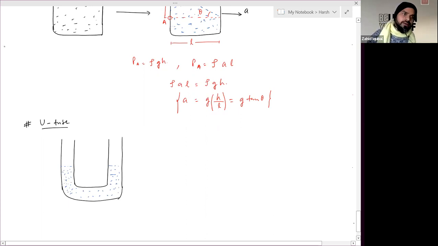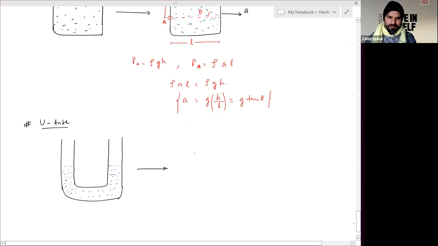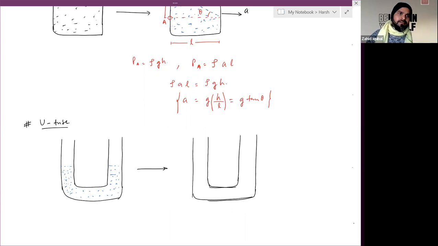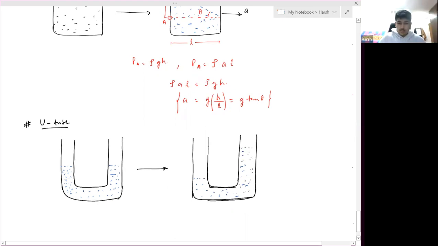Now, if you fill any other liquid into one of the arms, the level of this liquid may get decreased to this point, and consequently the level of liquid on the other side will increase to this point.